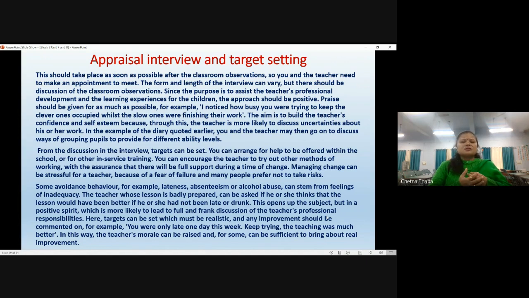This opens up the subject, but in a positive spirit, where there might be a frank discussion on the teacher's professional responsibilities. Here, you can set targets, which must be realistic, and whatever improvement should be commented on by the teacher. You can give a positive remark to him, like, you were late only one day this week. Keep trying, the teaching will be better. That positive, improvement-oriented comment will boost the morale of the teacher and help him bring real improvement in his teaching-learning practices.